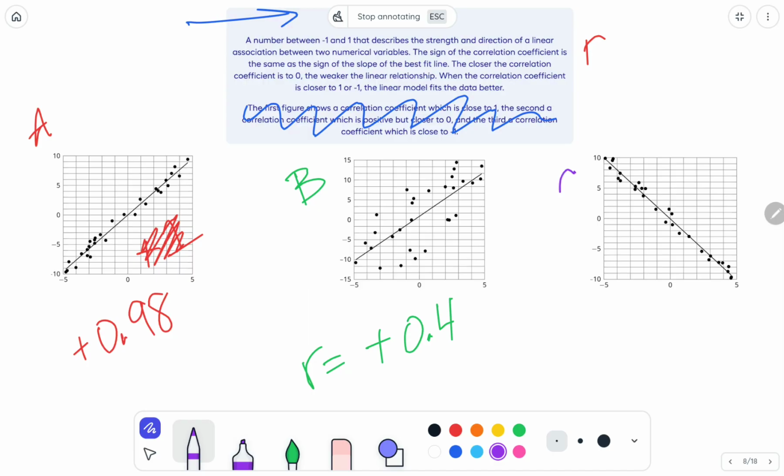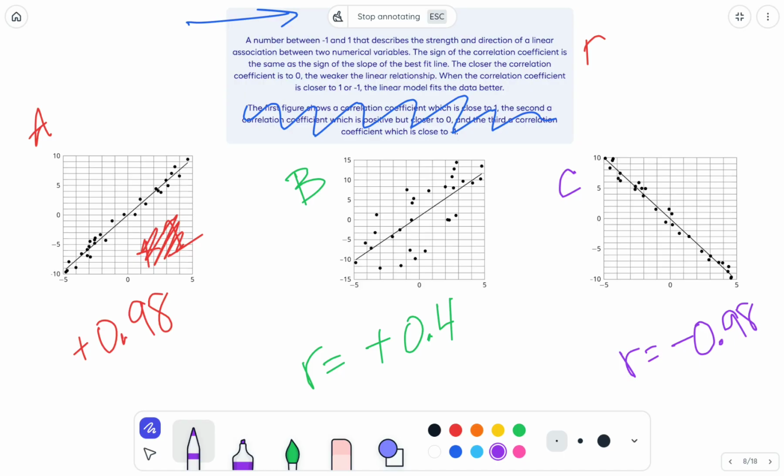And if we call this last one C, our r, our correlation coefficient here, would be negative because our line is trending downward. But again, it's pretty strong. It looks like A just in reverse. So let's say this would be like negative 0.98. It's a pretty strong correlation. The line of best fit is a really accurate line for the data, so it's going to be closer to -1.